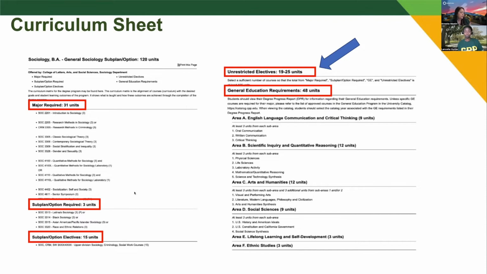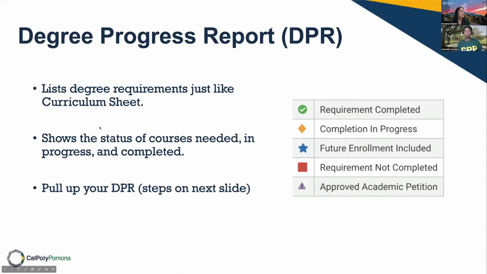So moving on, we have the degree progress report. The degree progress report lists the requirements that you need to graduate, just like the curriculum sheet does. But it does show the status of courses: the courses needed, which is the red box; the courses that are in progress, which would be the yellow diamond; and the requirements that are completed, which is the green check mark.